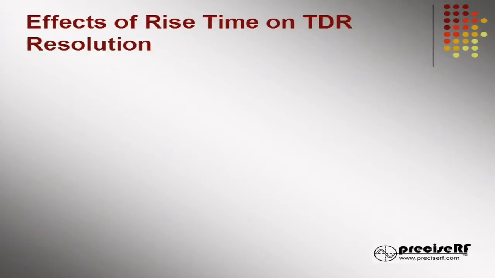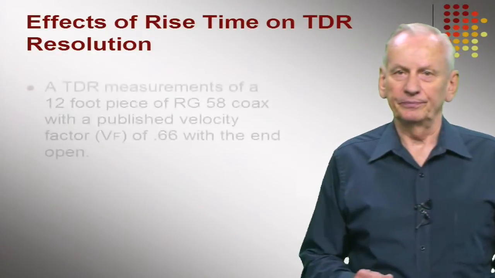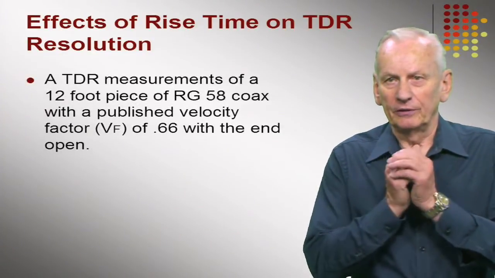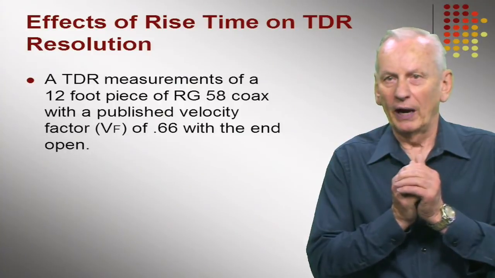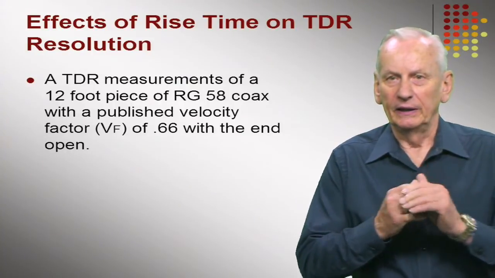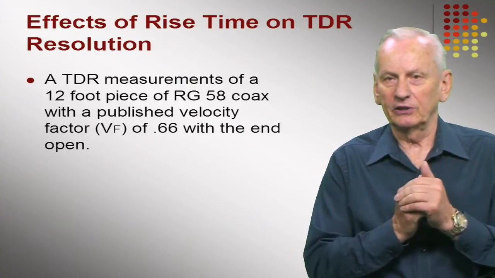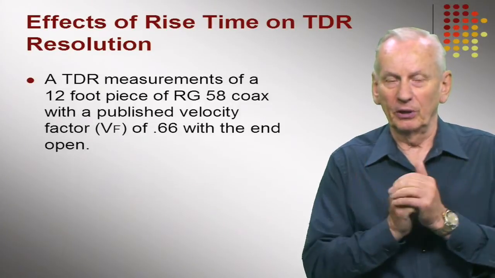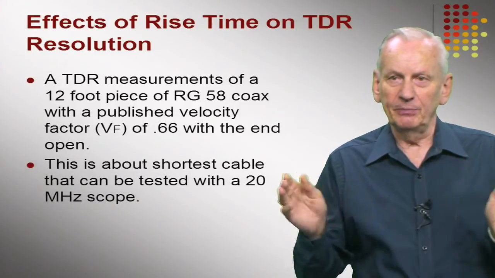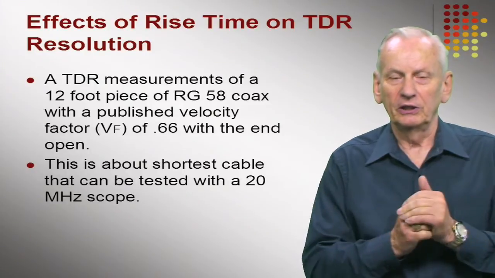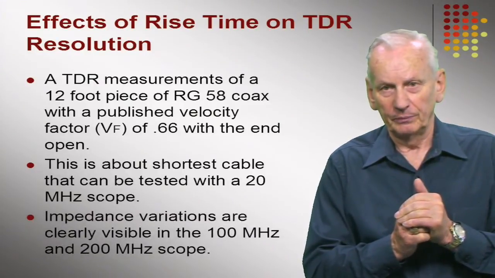Now, the effects of rise time on TDR resolution. You took a 12-foot piece of coax, RG58, and it had a published velocity factor of 0.66. We'll talk about that in a minute. And that's about the shortest cable that can be tested with the 20 megahertz oscilloscope.